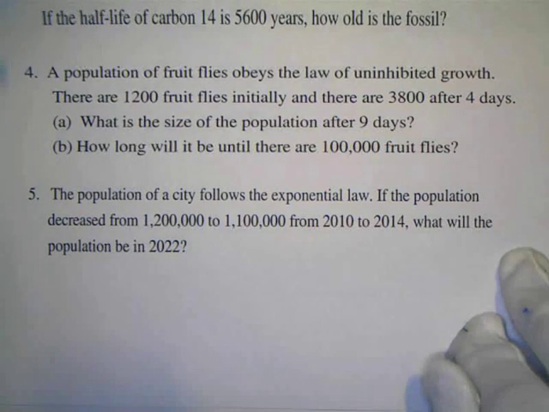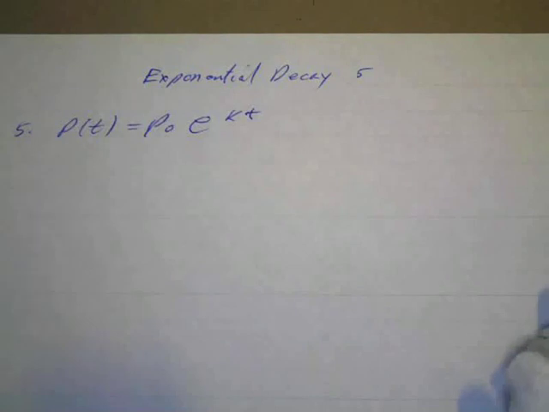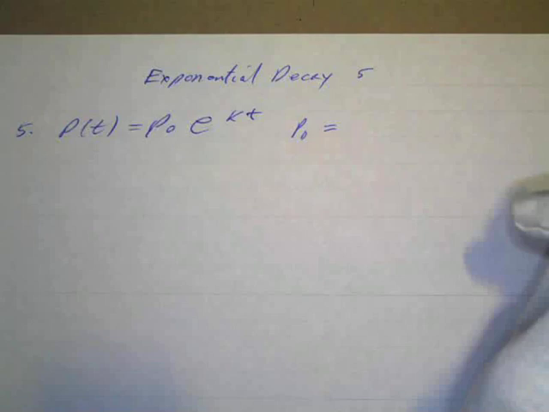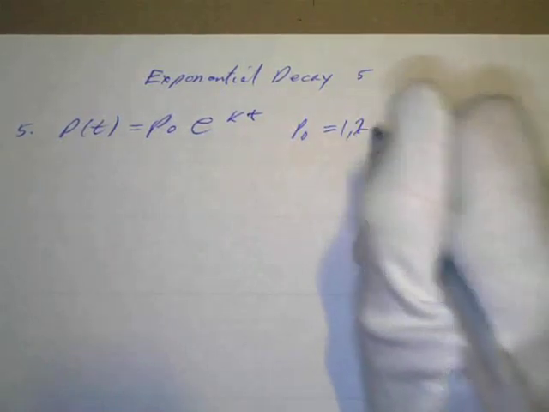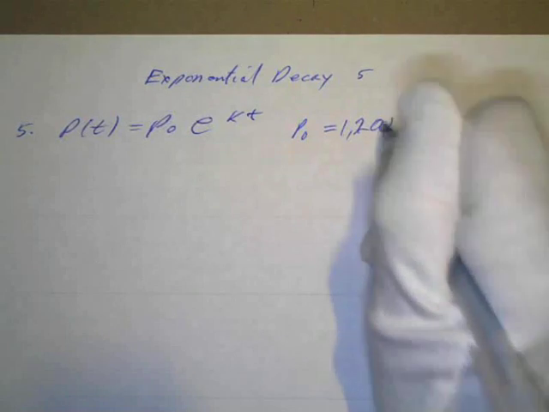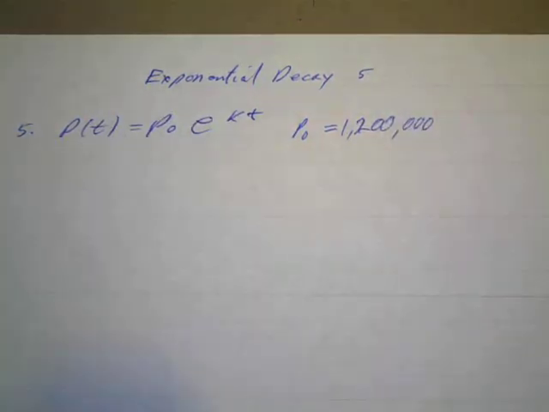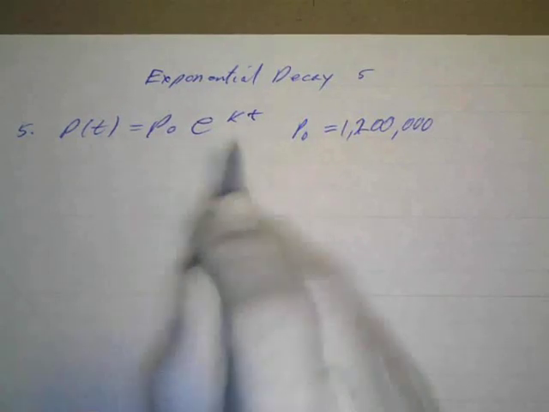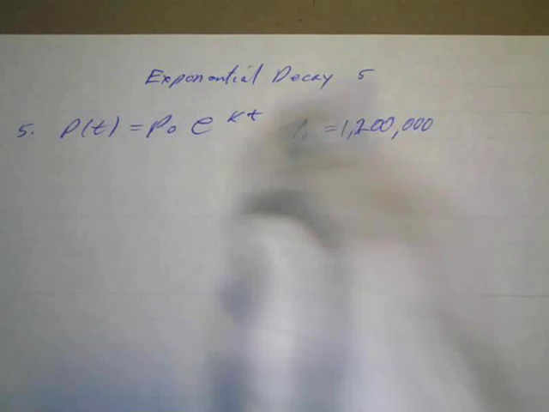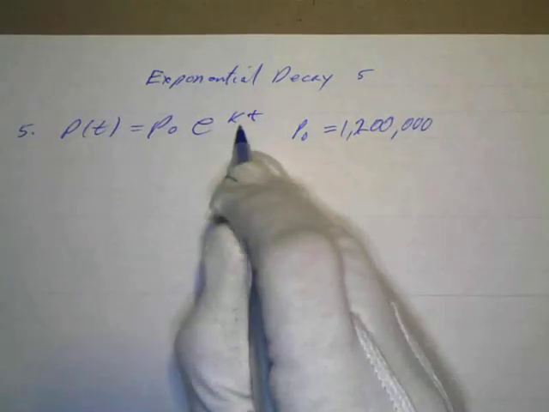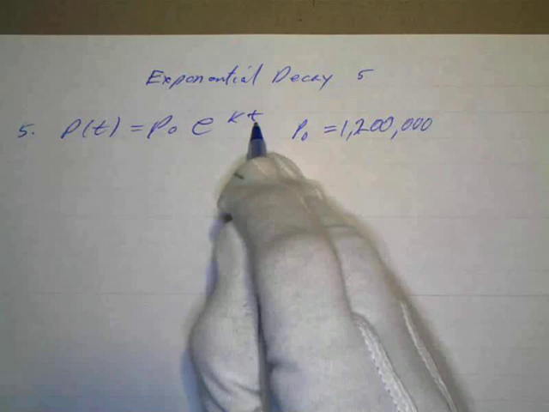All right. So again, we have an initial population in 2010. I guess that's our starting point. So our P sub 0 would equal 1,200,000. Okay. So we've got that, but we don't have the k, and t is usually an open variable.